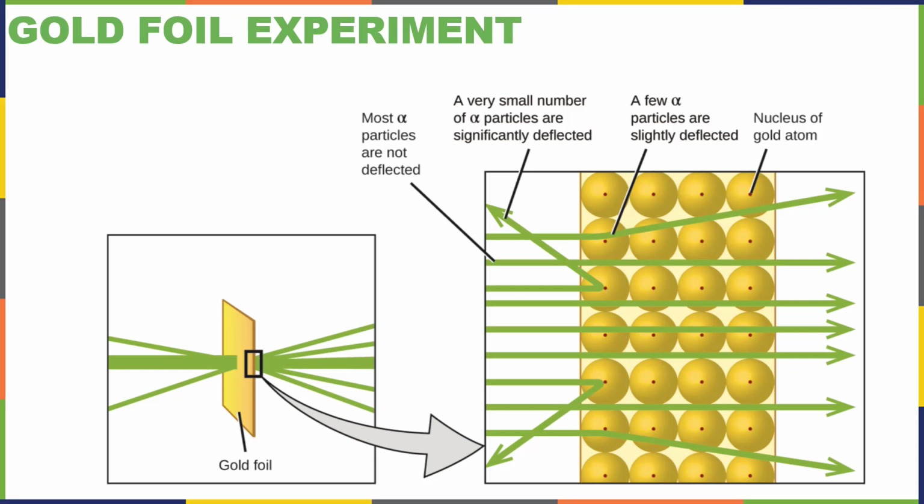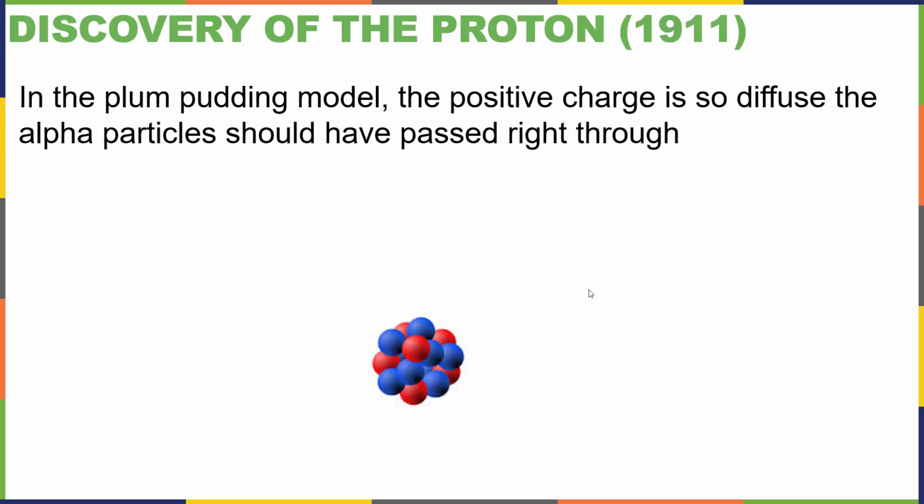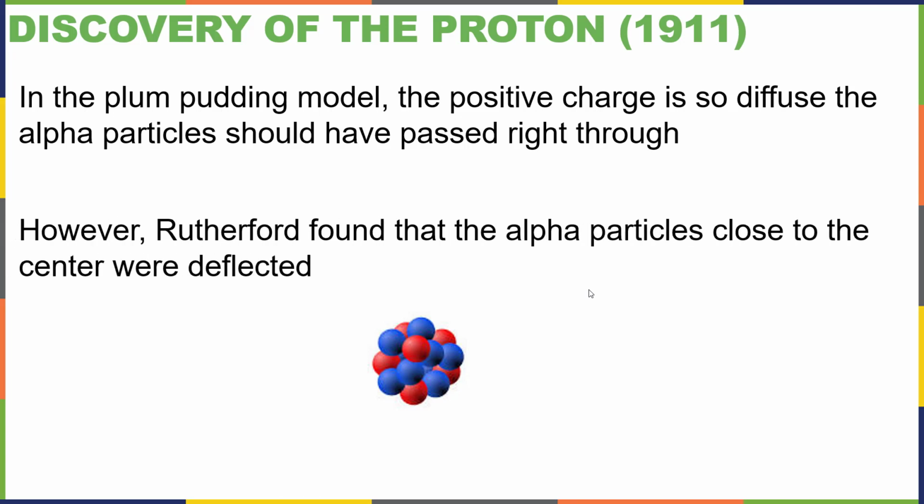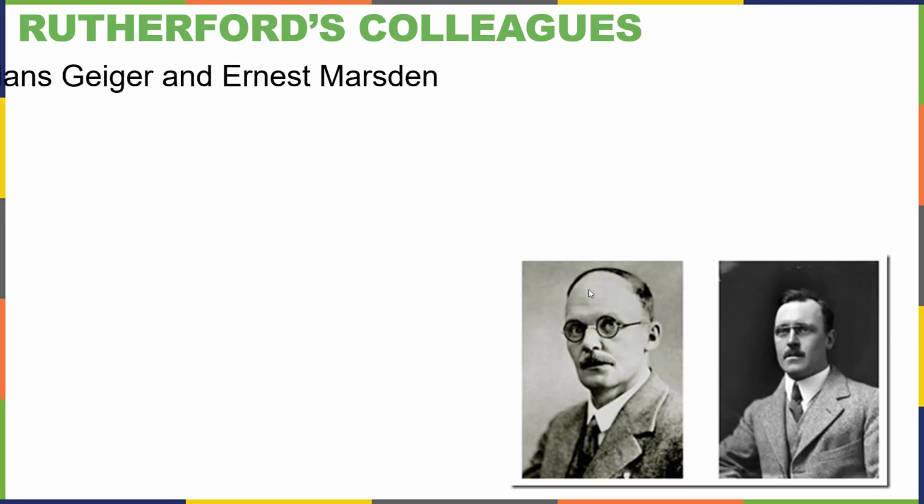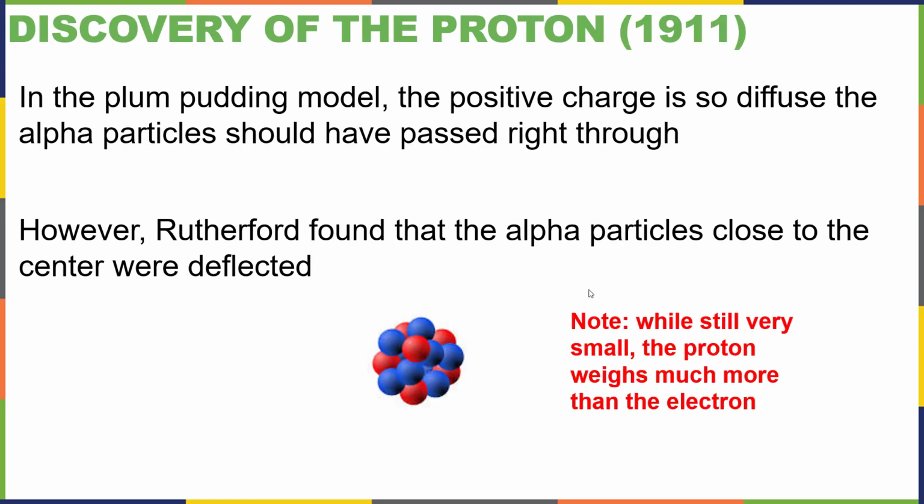Every once in a while, these alpha particles would be deflected once they hit the nucleus of the atom, which of course contains that mystery positively charged particle called the proton. So again, Ernest Rutherford discovered the proton, and the nucleus for that matter, using the gold foil experiment. And so in the plum pudding model, the positive charge is diffuse, that is, equally distributed. And Rutherford found that the alpha particles close to the center were deflected. And again, what this slide is saying is what I just said, that the protons in the nucleus and those alpha particles would occasionally hit the nucleus, causing them to deflect.